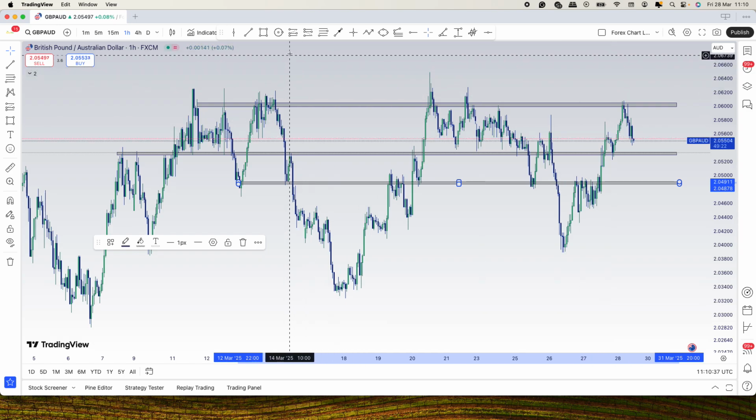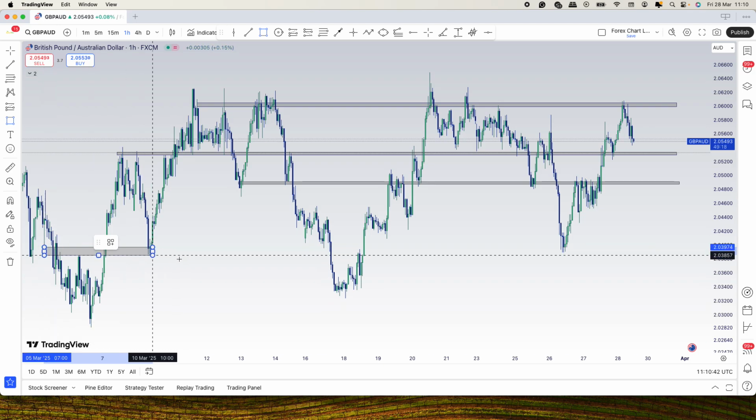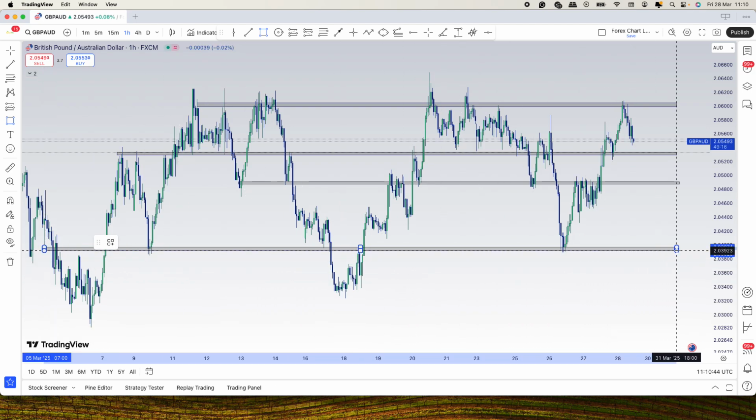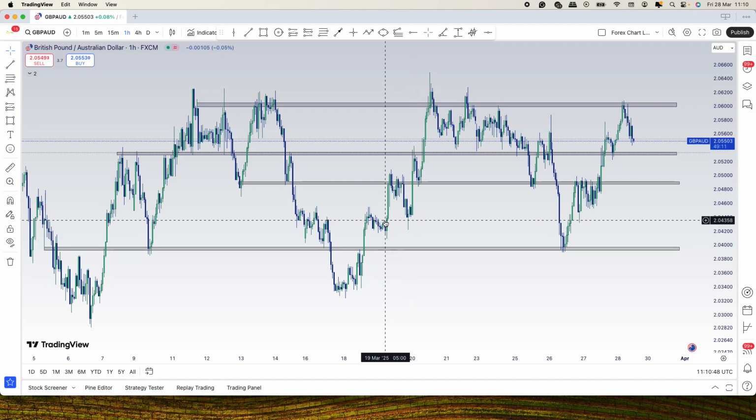When you start drawing on and taking in every single level as a level, okay, well, we've got a wick here. Turns out this is a good level. Okay. All right, but then we've got a little bit of a rejection here.